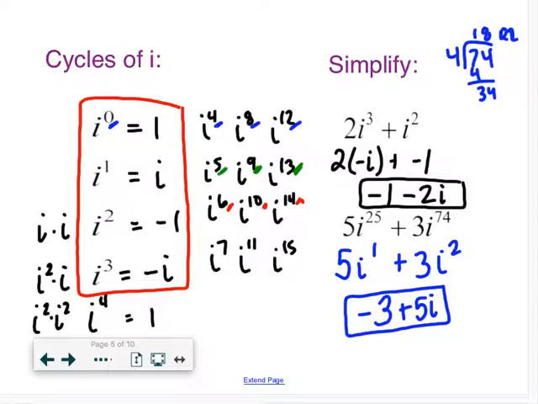So nice use of patterns there on your remainders. You can do higher exponents. If I give you i to the 2,579, I don't expect you to run through that many cycles of i. Okay, just divide.